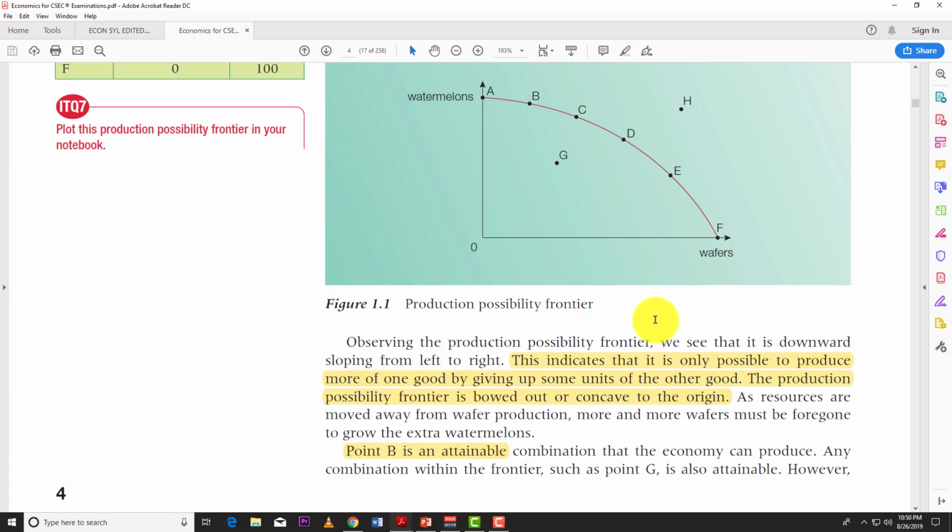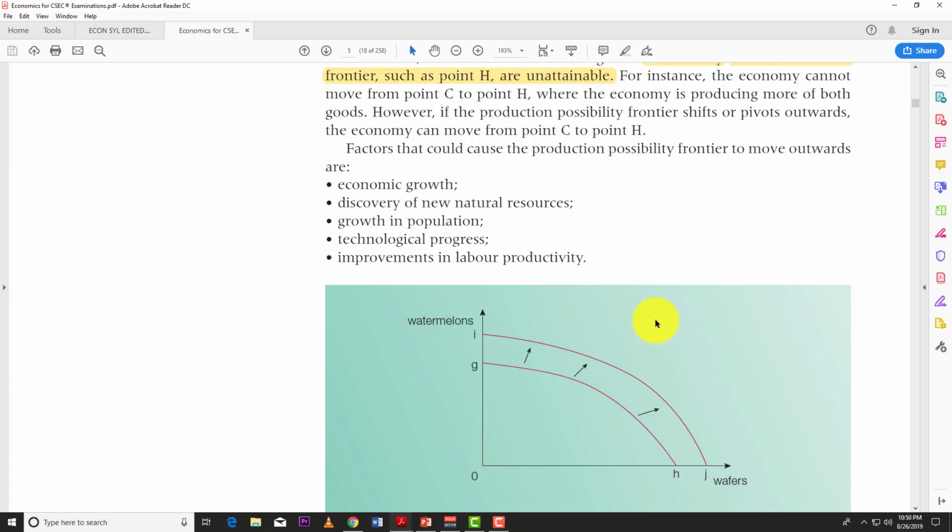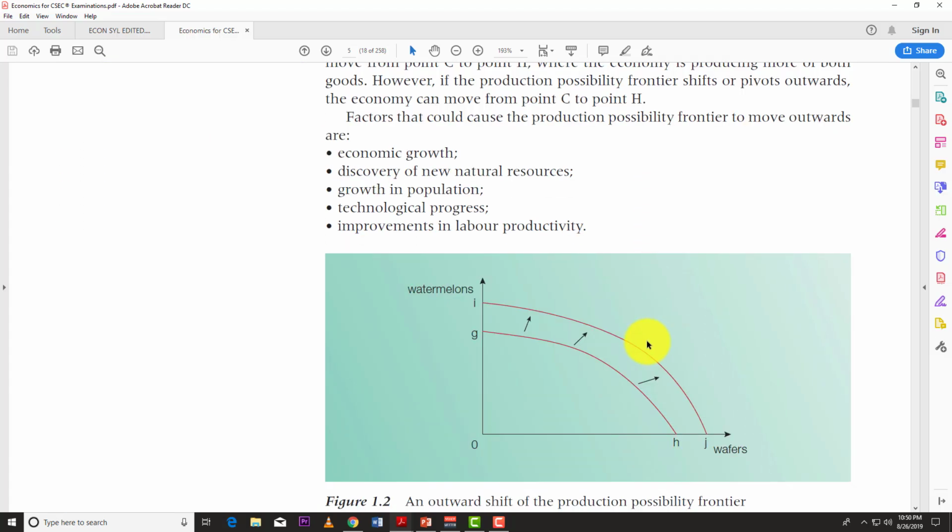Now there are some things that can cause the production possibility curve to shift outwards or inwards depending on the trend. For example, economic growth. The economy has grown, so you can produce more, so it shifts outwards. If the economy decreases, it's going to shift inwards. Discovery of new resources can cause a shift outwards. If you use up all the resources, then it shifts inwards. Growth in population causes it to shift outwards. A fall in birth rate, shift inwards.